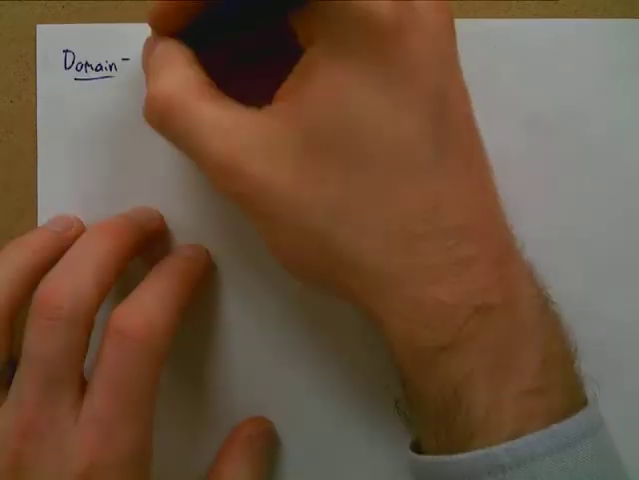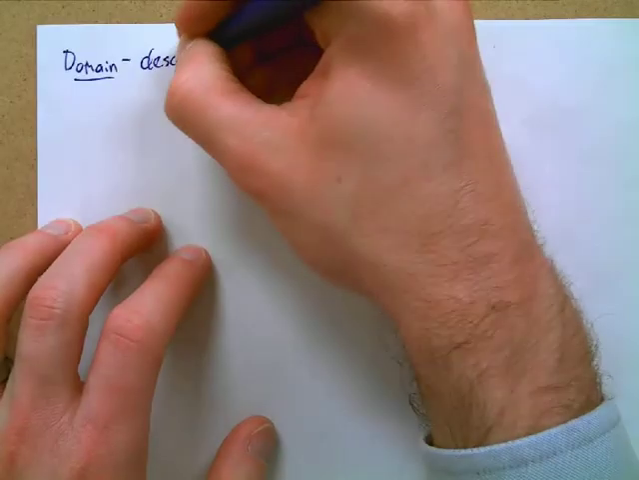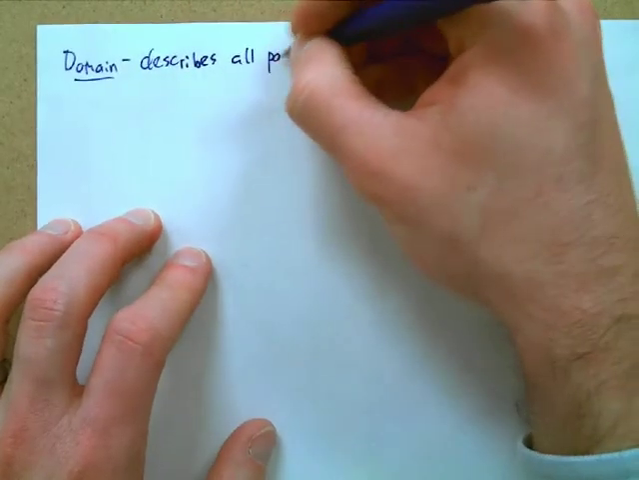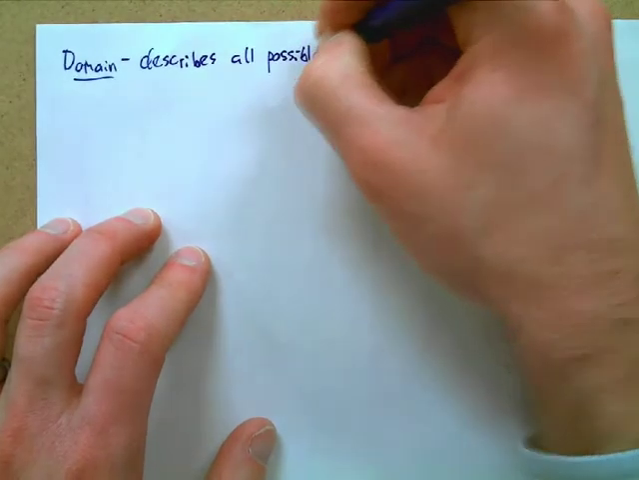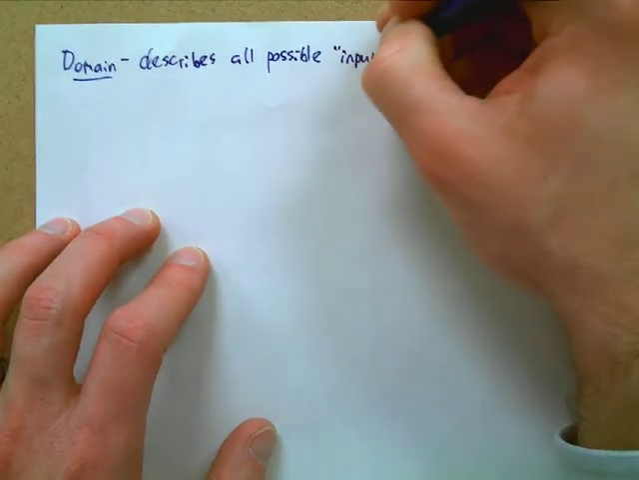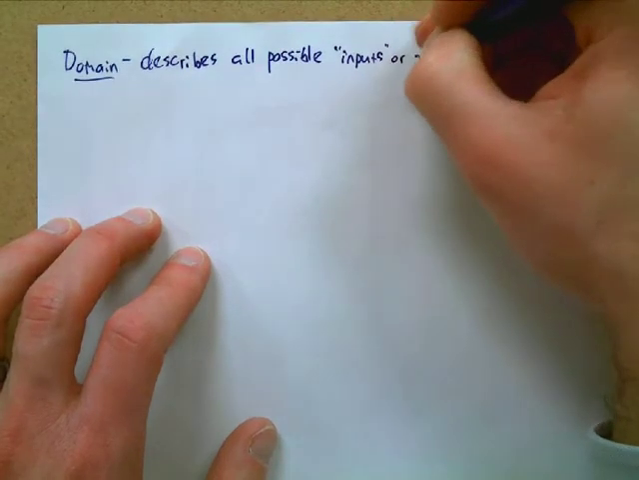So, again, what does the domain describe about a function? X values. That's right. It describes all possible x values. Well, I'm going to use this word: all possible inputs, or x values, right?